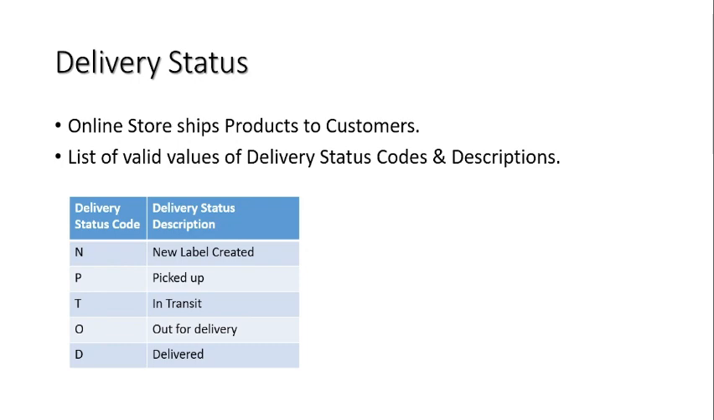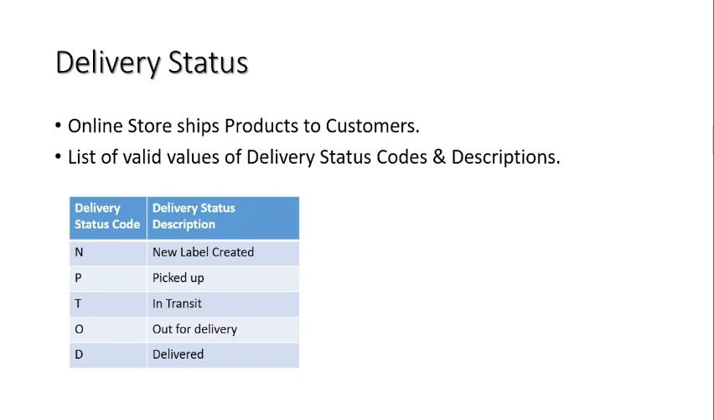So the next example is delivery status. So consider online store that ships products to its customers, and it needs to keep track of the delivery status of the shipments. So here is an example of the valid values. N for new label created. So that is when the label is created with the customer name and address and affixed onto the shipment.